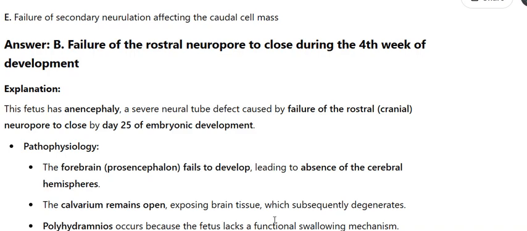Explanation: this fetus has anencephaly, a severe neural tube defect caused by failure of the rostral cranial neuropore to close by day 25 of embryonic development. Pathophysiology: the forebrain, prosencephalon, fails to develop, leading to absence of the cerebral hemispheres. The calvarium remains open, exposing brain tissue, which subsequently degenerates.